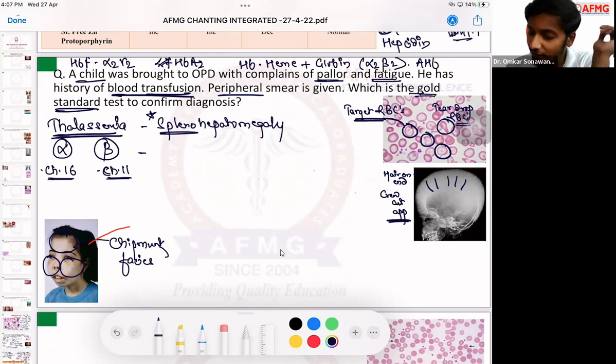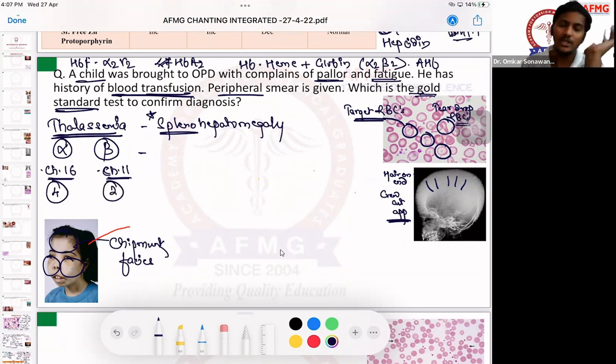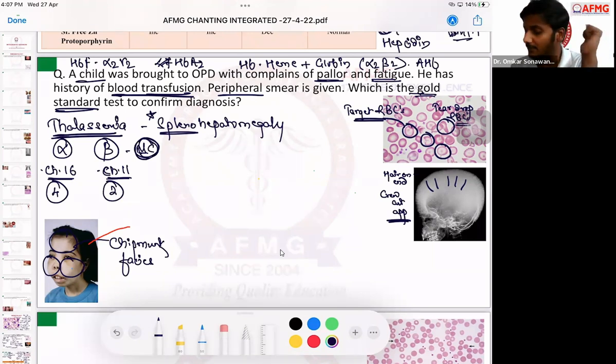So alpha globin has a total of 4 genes, and only 2 genes for beta. So if I talk about beta thalassemia first: if they ask you which is the more common type of thalassemia, the answer would be beta thalassemia.